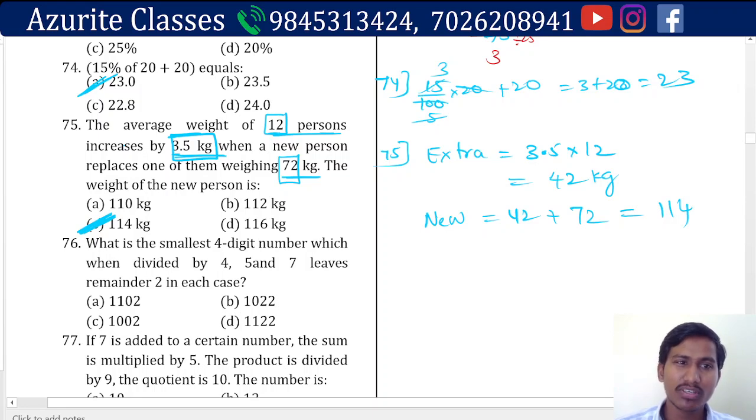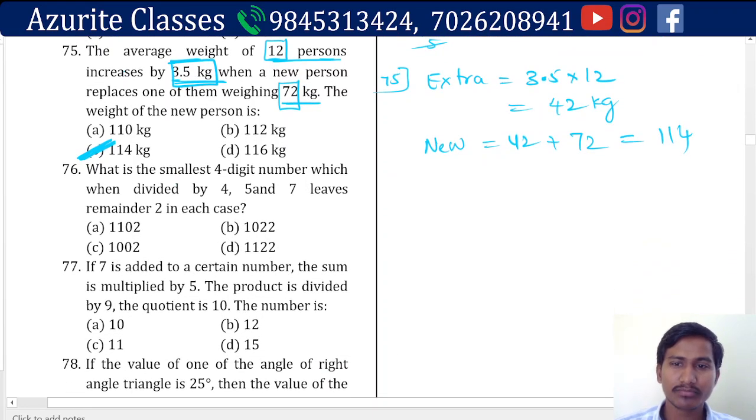Okay, good. Next we'll do 76 question, students. So what is it? What is the smallest 4-digit number which when divided by 457 leaves a remainder of 2?